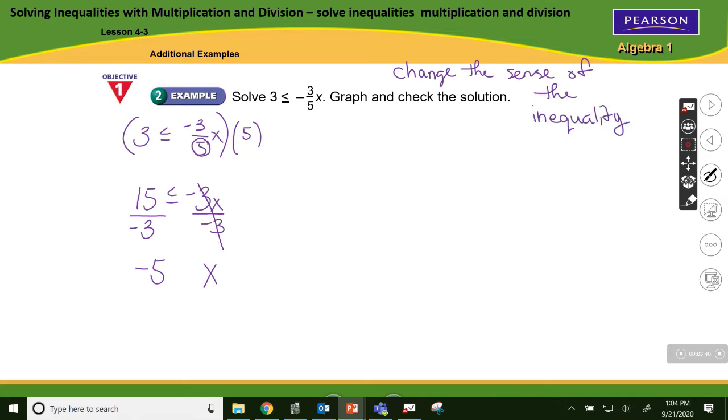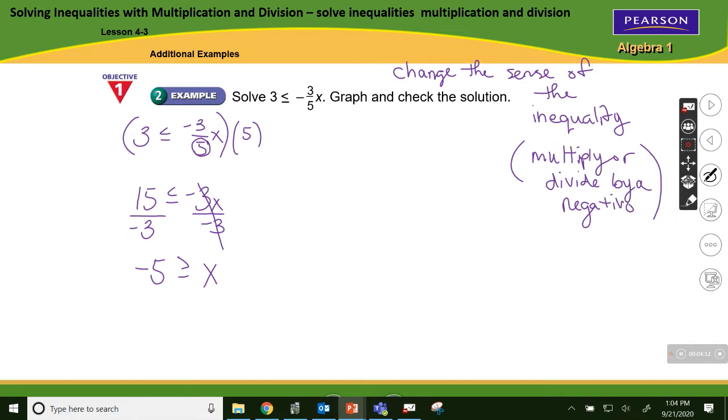And when are we going to do that? We're going to do that every single time we multiply or divide by a negative. Every time we multiply or divide by a negative, we're going to flip the inequality, also known as changing the sense of the inequality. Here's a quick reason why we do that.